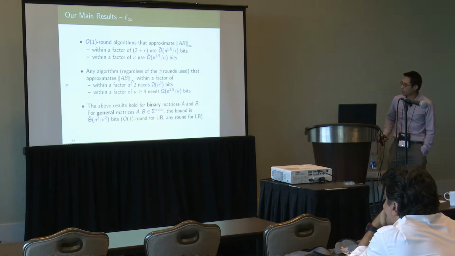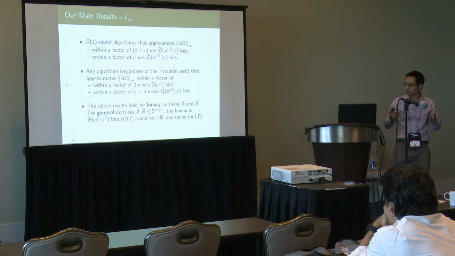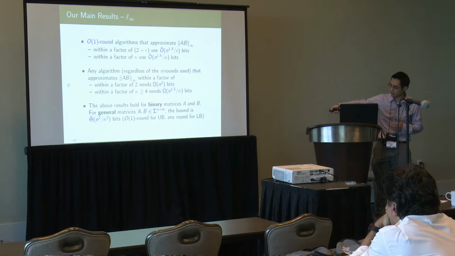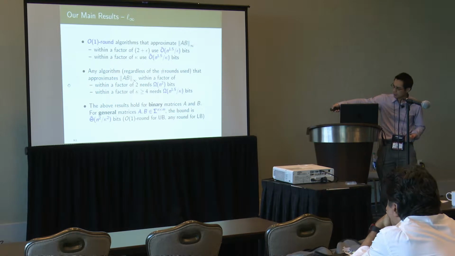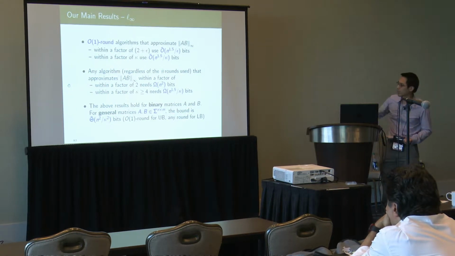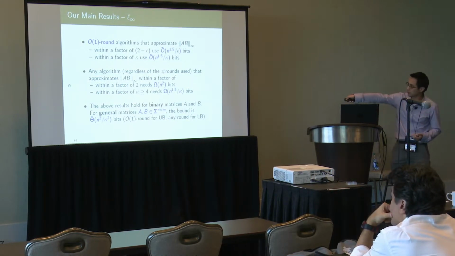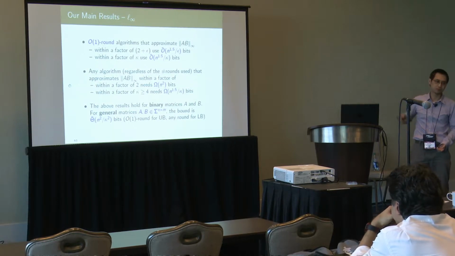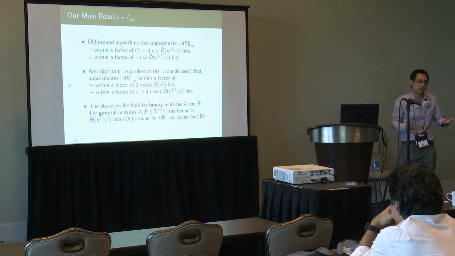All the above results hold only for binary, Boolean matrices. If we allow A and B to have a general alphabet size sigma, then the bound will be n squared over kappa squared, if we want to approximate the L infinity norm of C up to a factor of kappa. So this is higher than the Boolean case. I should say the lower bounds hold for any number of rounds, and the upper bounds always use a constant number of rounds.